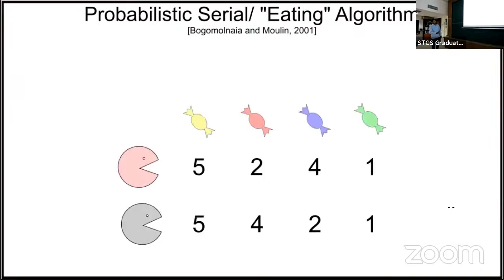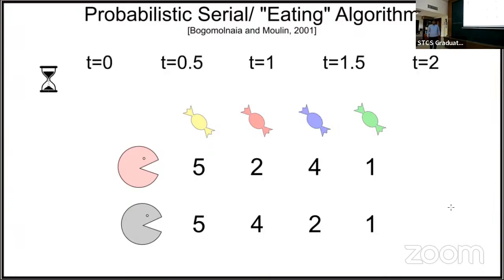Okay. So let me try to describe the algorithm. I've purposely drawn Pac-Man graphics because it's about eating. So let's say you have these 2 agents, and let's say you have these resources, which are candies in this case, and these numbers denote the valuations. So let's draw a timeline that goes from 0 minutes, half minute, 1 minute, all the way to 2 minutes. I'm going to track who eats what as the algorithm progresses. Suppose both agents start eating their favorite remaining item at equal speeds. Let's say 1 item per minute.